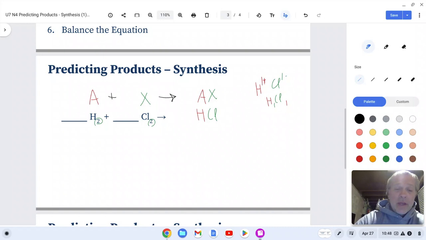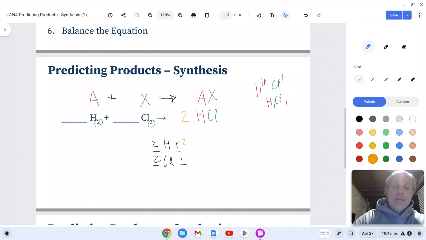So on the left side, I have hydrogen and I have chlorine. And on the right side, I have hydrogen and chlorine. I see that on the left side, I have 2 hydrogens and 2 chlorines. And on the right side, I have 1 hydrogen and 1 chlorine. So to balance this, I'm going to put a coefficient of 2 here, which will give me my 2 hydrogens and my 2 chlorines. So this reaction is a synthesis reaction where 2 things become 1, and those 2 things were elemental hydrogen and elemental chlorine, becoming HCl, which is hydrochloric acid.